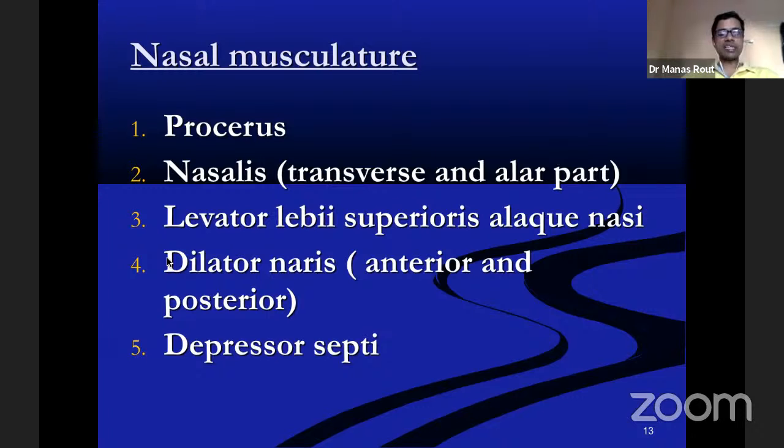So the dilator naris muscle is sometimes important. How? When we take a breath, it dilates the anterior naris. When we breathe in, it dilates so that more air will go inside the nose and into the lung. That is the work of dilator naris. Depressor septi is the muscle which drags the septum downward, depresses the septum. These are not that much important. Here the dilator naris is one important muscle in the nose.